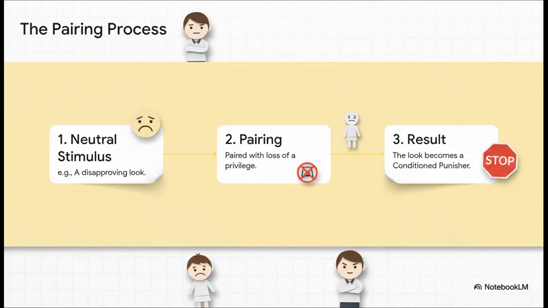Let's walk through how this pairing process actually works. First, you start with something neutral, like a teacher giving a student a disapproving look. In step 2, that look is consistently followed by a real consequence, like the student losing some of their free time. After this happens enough times, we get to step 3. The look alone is now powerful enough to decrease the behavior. It has become a conditioned punisher.